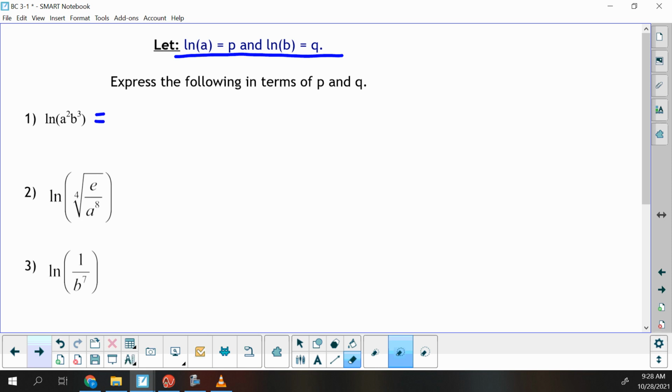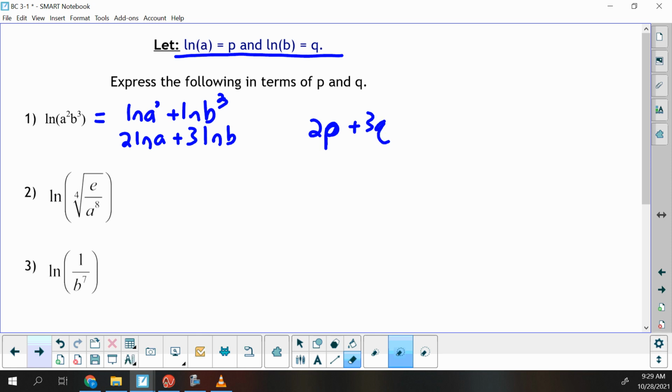So this one we could first rewrite as natural log of a squared plus natural log of b squared because of the multiplication. Swing your exponents out front, and this will be 2 natural log of a. Oops, this should be a 3 here. I miswrote that. That should be b cubed. And then we'll have 3 natural log of b. Well, now if we replace the natural log of a with p and the natural log of b with q, we'll just have 2p plus 3q. And that would be it in terms of p and q.